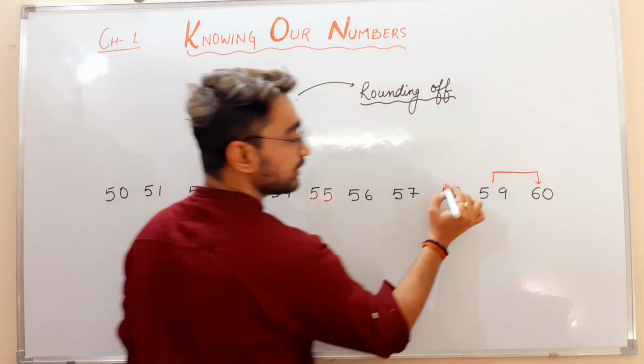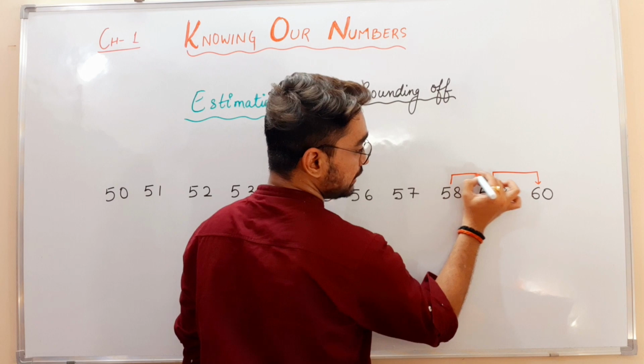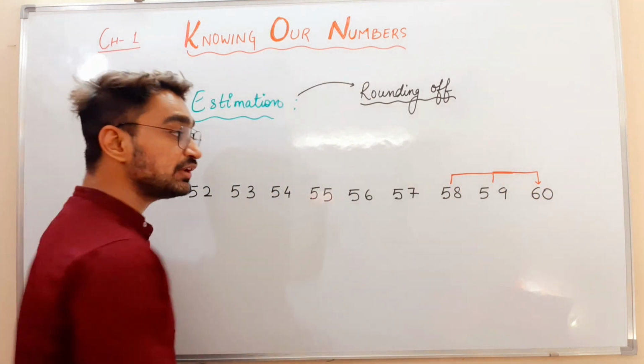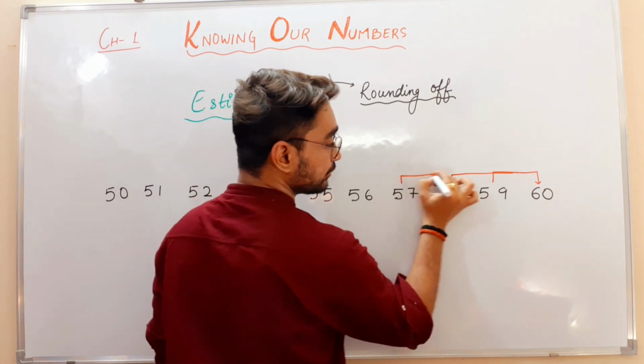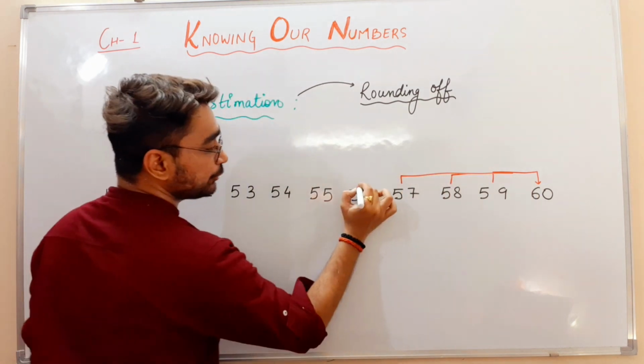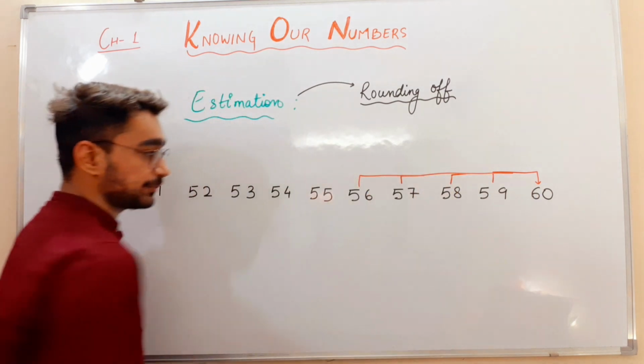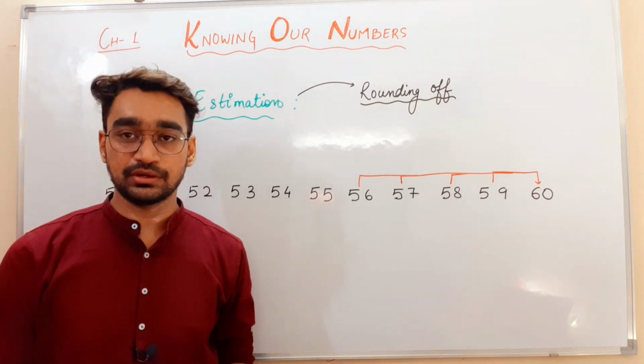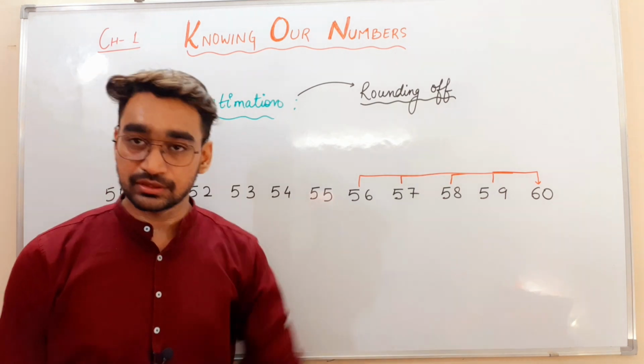Similarly, what about 58? 58 can also be estimated as 60. 57, the nearest is also 60. To 56 also the nearest is that. Even if 56 students are there in my class, I will try to purchase 60 chocolates for them.